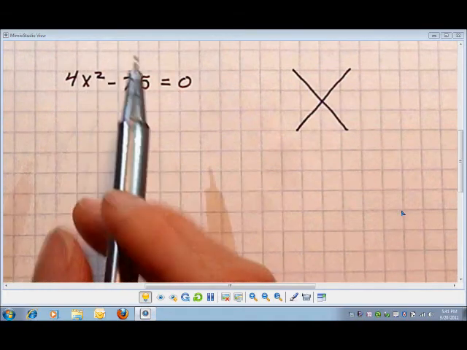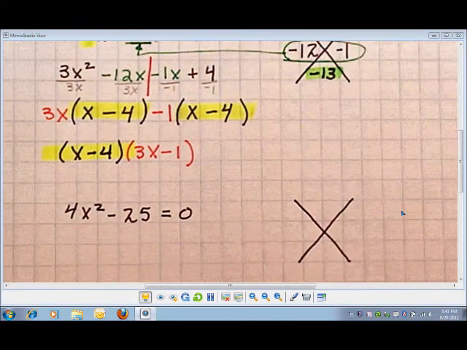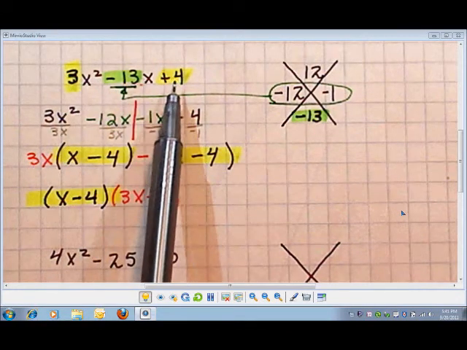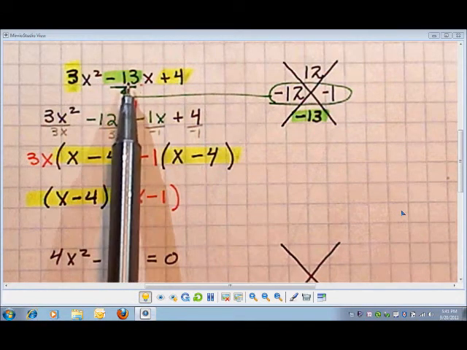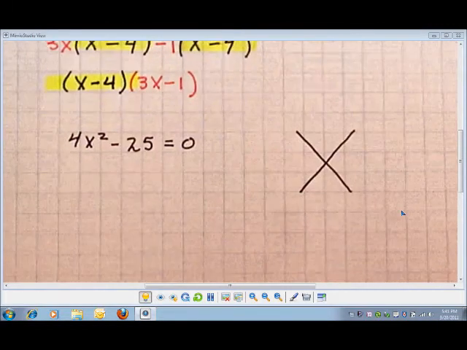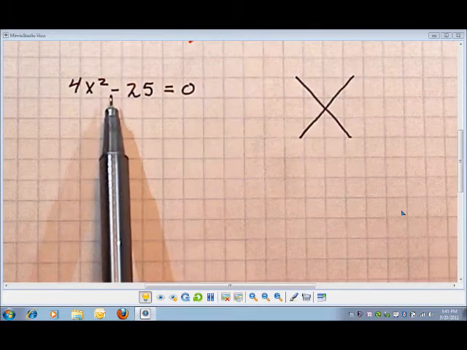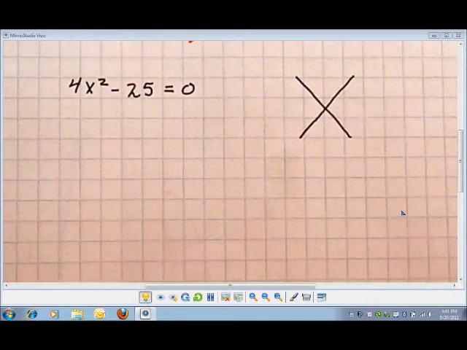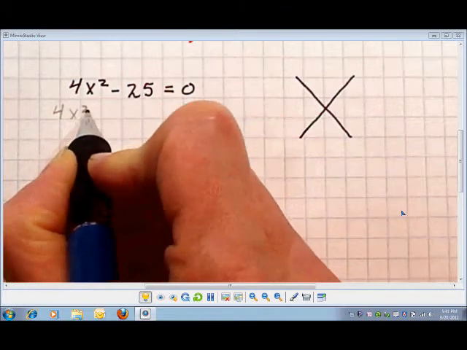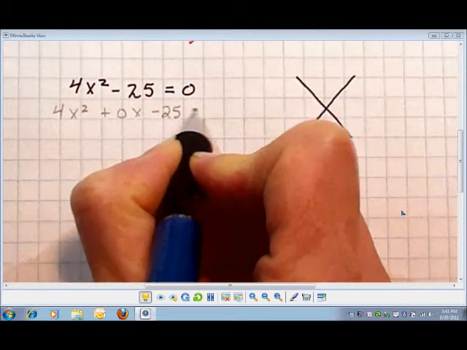But then we have to stop and think. Remember in our previous problems, I'll put that up, that we had a trinomial. We had 3 terms. And we looked at our middle term and we put it here in the bottom. Well, in the problem that we're doing here, we don't have an x term, do we? It's actually 0. So I'm just going to show you what I mean. This is the same as 4x squared plus 0x minus 25 equals 0.